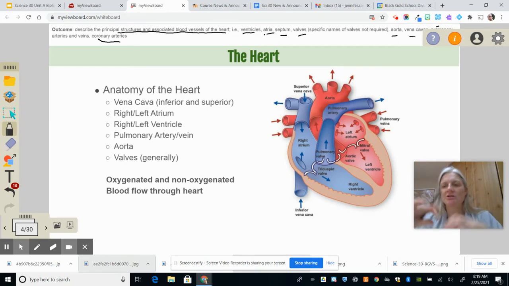Remember, the coronary artery is on the outside of the heart. It feeds the actual heart muscles. So it's not being pumped through the heart.